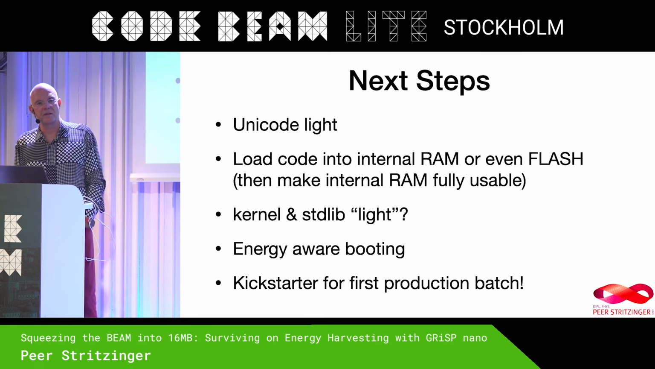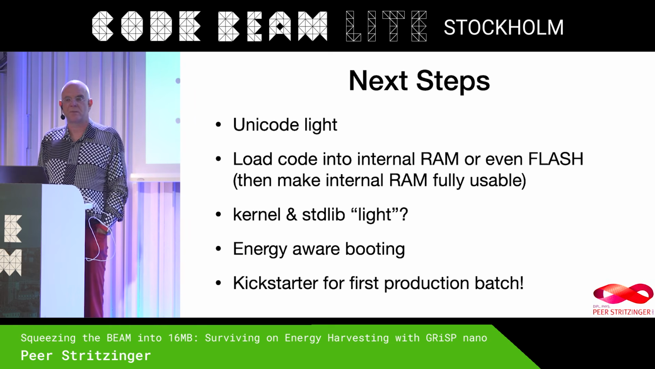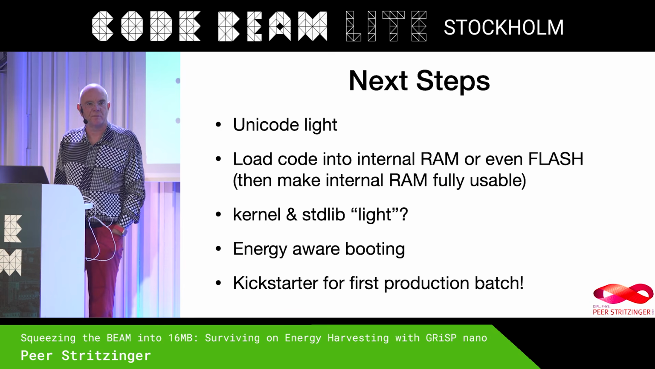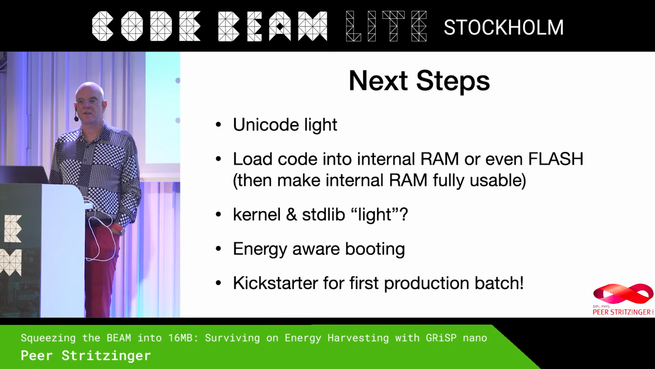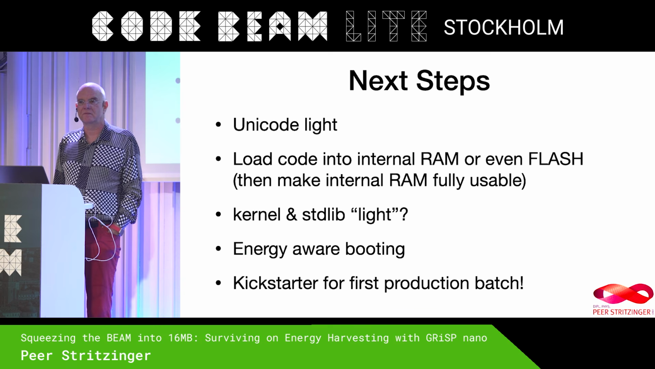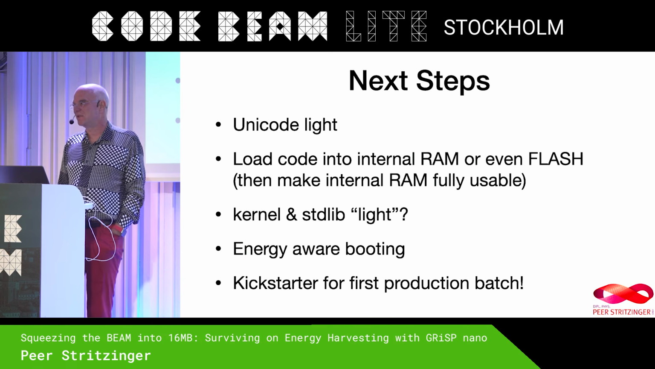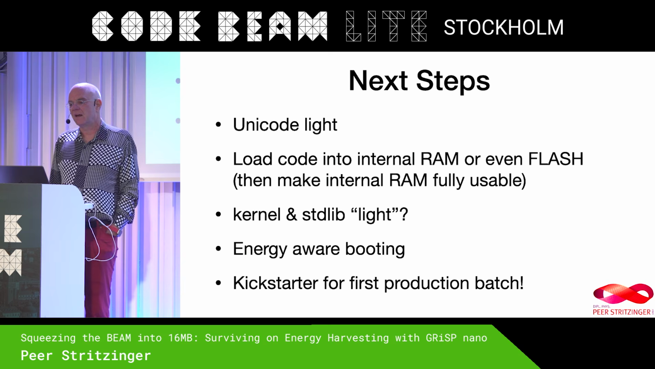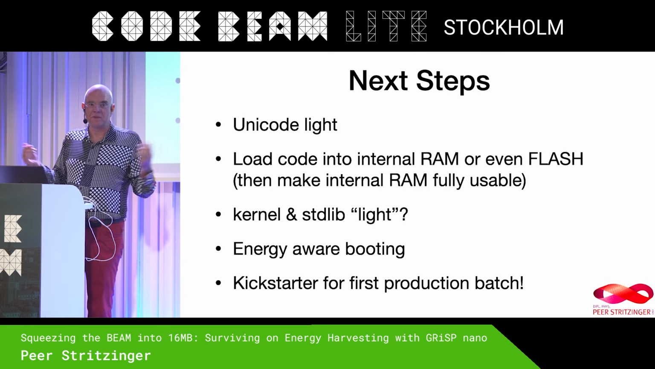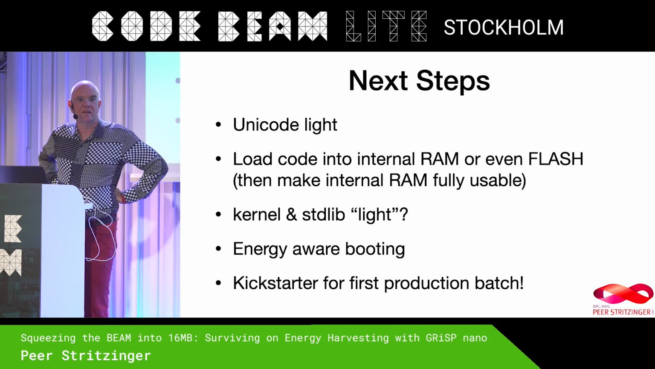So what do we do next? We build some version of Unicode Lite. For example, something that assumes everything is 7-bit ASCII, because 7-bit ASCII is valid UTF-8 actually, and then stub everything until it works, and have a Unicode Lite module in there. Well, we also need to use the internal RAM more, because 3 MB is a lot if you have only 16.